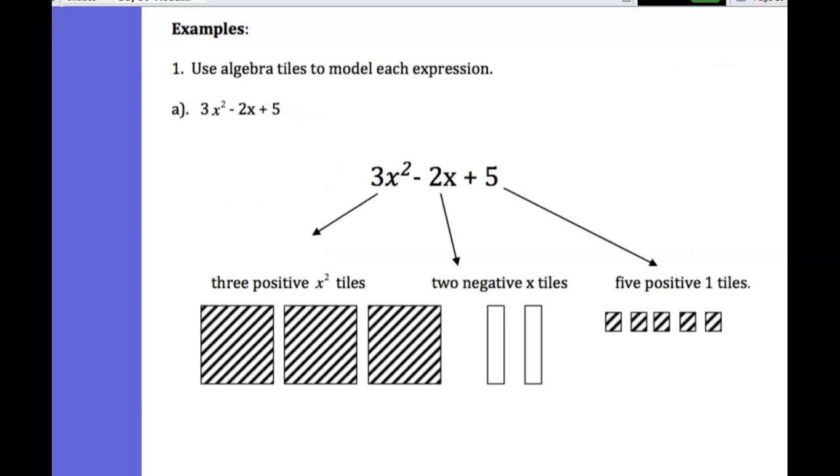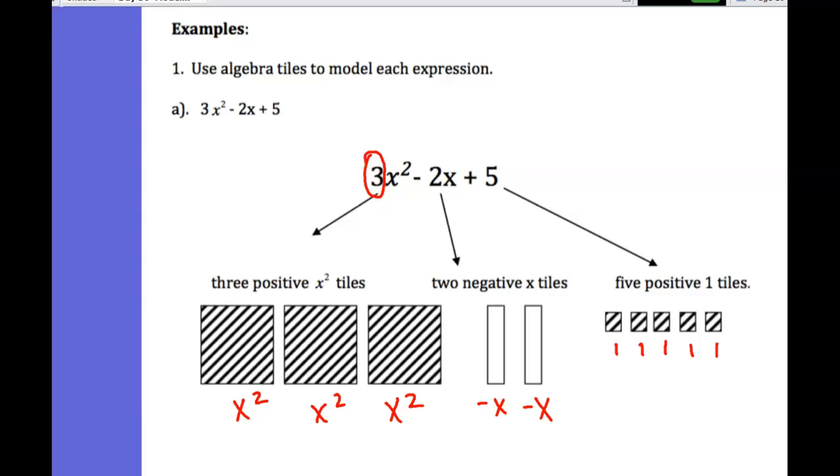In order to use algebra tiles to model it, if I have three positive x squared tiles, this would be an x squared tile, x squared, and x squared. So that's how we get the 3x squared. These would be two negative tiles, so that's how we would have negative 2x, and then we have 5 positive tiles. So this is what the model would look like: 3x squared, negative 2x, plus 5.